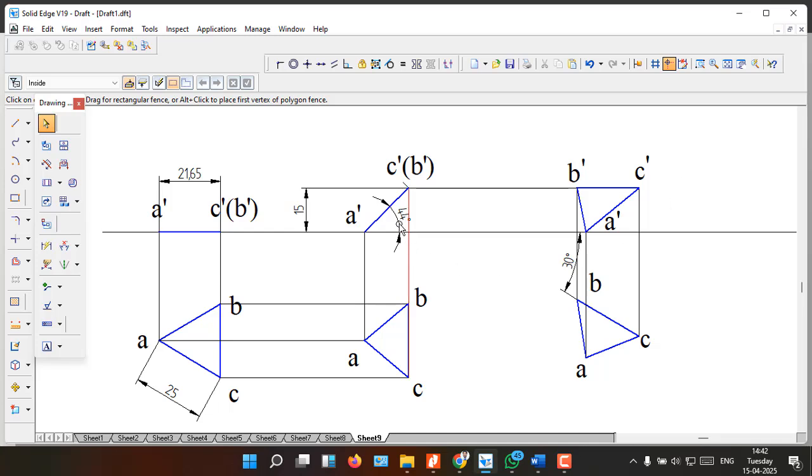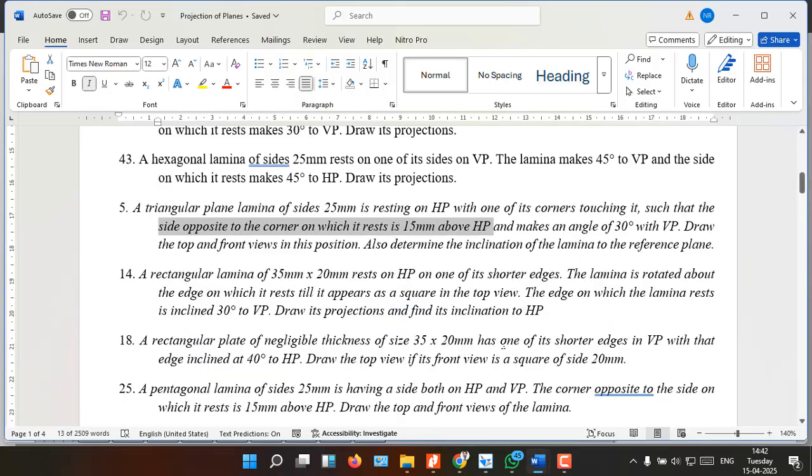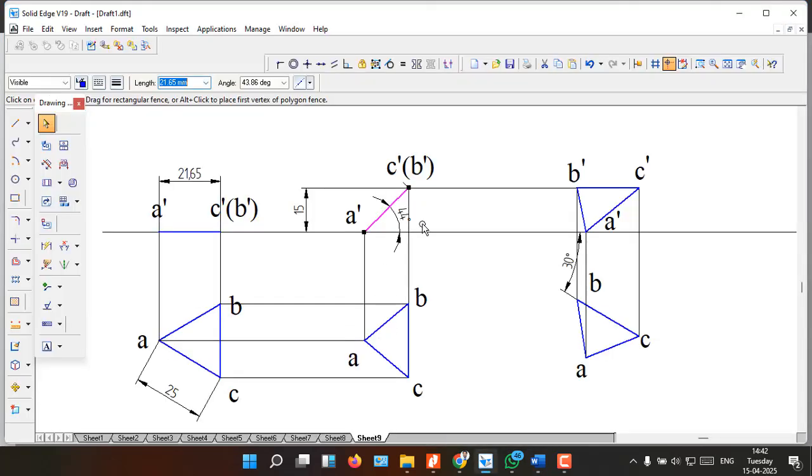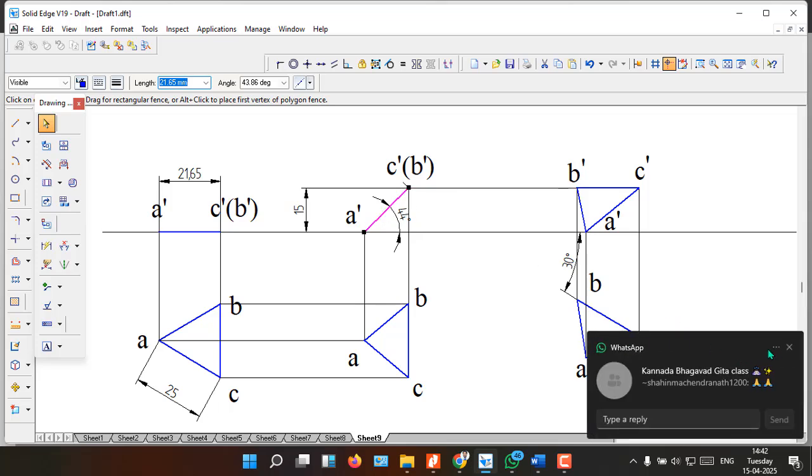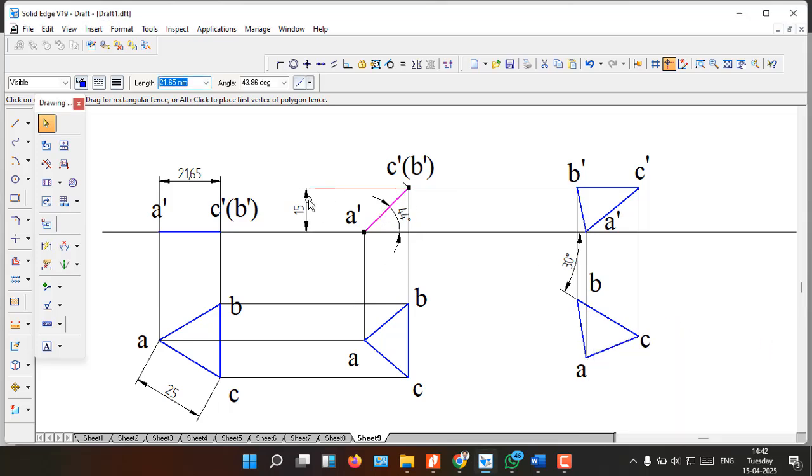So rest and all will remain same. Only the thing is, in the second position, in the problem, they have specified the side opposite to the resting corner is 15 millimeter above the HP. Okay, so how to do that one? First of all, you need to take the distance 15 millimeter above. Then you will need to take the front view length, and you are supposed to cut an arc. Okay, so you are not supposed to just take a line and go on matching to that one. That's not a good way to finish the problem.